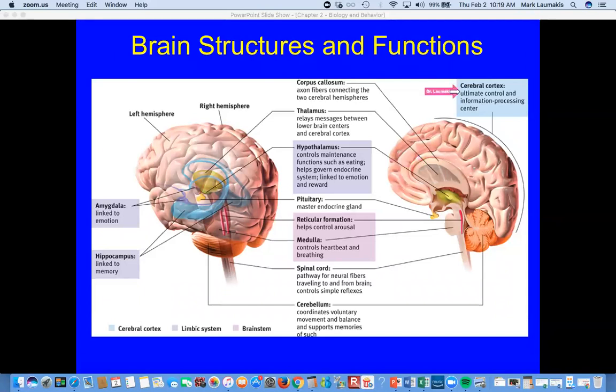I want to turn our attention now to the overlying cerebral cortex, the ultimate control and information processing center. Going back to the postmortem brain specimen slide, this is what we saw, that overlying shell, or the bark, if you will, that is wrapped around these subcortical and midbrain structures, things like the thalamus and the hypothalamus and hippocampus and medulla and all that. Wrapped on top of all that, we have this overlying cerebral cortex, which is the part of the brain that is noticeably different in humans versus the brains of other species.